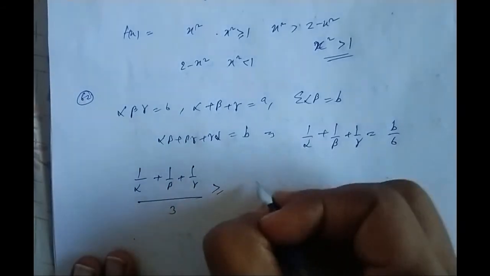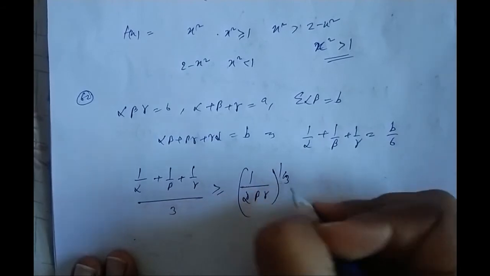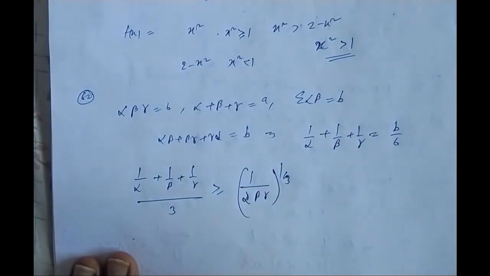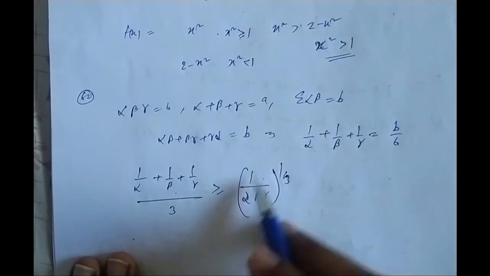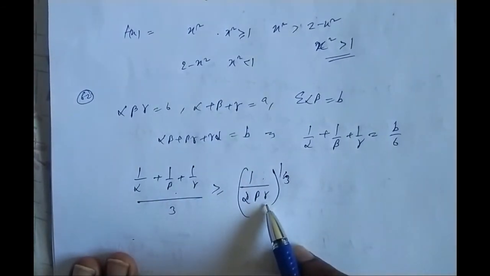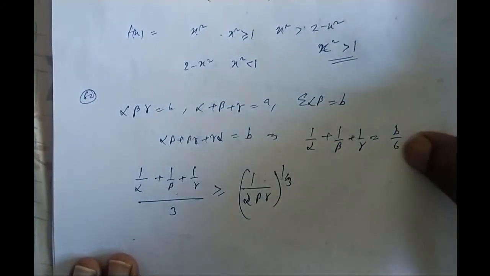Upon 3 should be greater than or equal to 1 by alpha beta gamma power 1 by 3. Okay, now this over here is b, and we already know the value of 1 by alpha beta gamma. So we can calculate the minimum value of b. Moving on to the next question, question number 63.